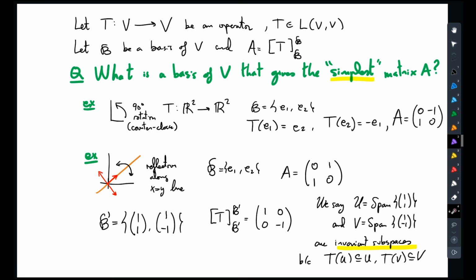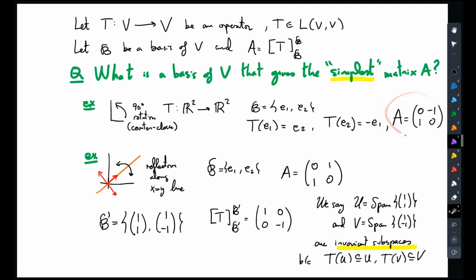Therefore, the matrix for this transformation is this matrix, because remember that the matrix is built so that the first column represents where the first vector of the basis goes. So this is T of E1, and this is T of E2. Since E1 goes to E2, the first column is (0, 1), and since T of E2 is minus E1, the second column is (-1, 0).